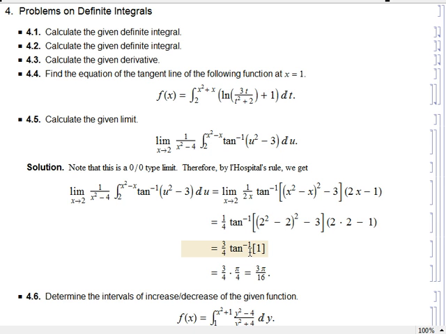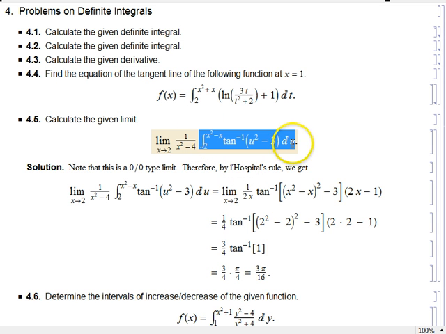Oh, by the way, I forgot to talk about one thing when I stated that this is actually a 0 over 0 type limit. If you plug in x equals 2, the denominator becomes 2 squared minus 4, so 4 minus 4, that's 0. If you plug in x equals 2 into the numerator, then that's the integral going from 2 to 2. So this is an integral from a to a form, so this whole integral is going to go to 0 as well. So yes, this is a 0 over 0 type limit.